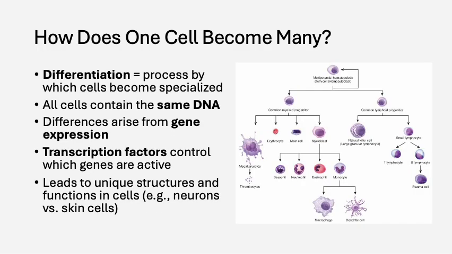Cell differentiation is the process by which unspecialized cells develop into specialized cell types. Although all cells contain the same DNA, differences arise because specific genes are turned on or off. Transcription factors help control gene expression, guiding cells toward particular structures and functions. This process allows a single fertilized egg to give rise to the wide variety of cells that make up the human body.